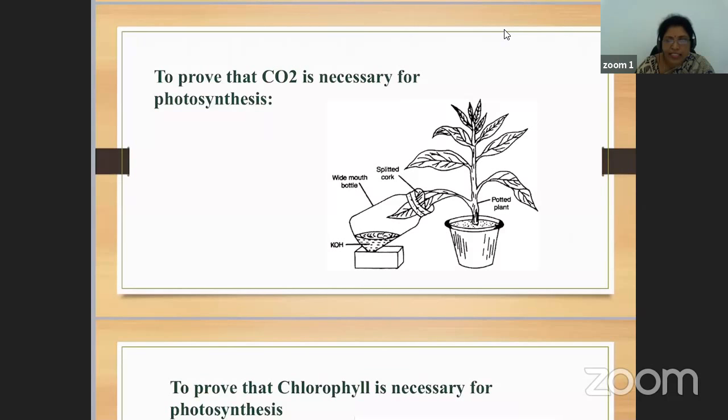Now, this setup is kept in the sunlight for some time. Then the leaf is separated. I forgot to tell you one thing, children. The lid or the cork is also sealed with Vaseline, so that any entry of air is prevented. Then this setup is kept in sunlight. Afterwards, the leaf is taken and then tested for starch.